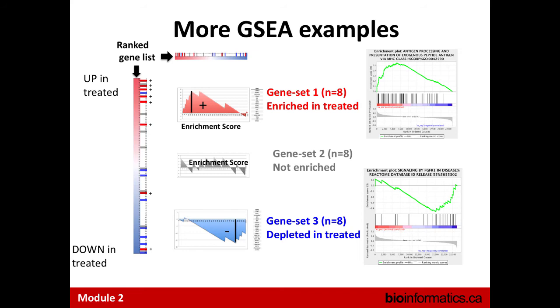Because sometimes you have like 500 gene sets that are significantly enriched and you cannot see this plot. And it's very, very important for quality to go back and look at these plots.